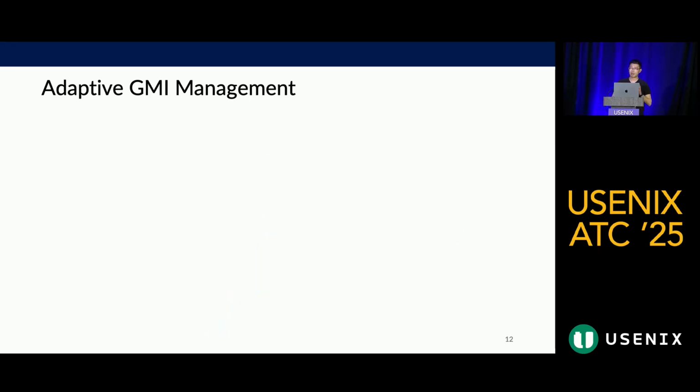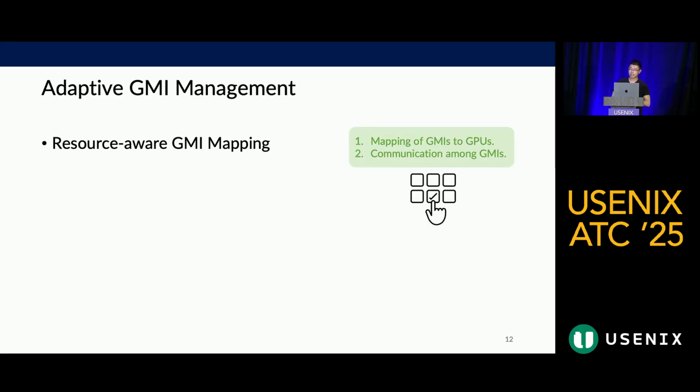The second major part is how we control the granularity, because granularity, as we just suggested, is another issue. Because we want the hardware to fit the computation we have, we need a resource-aware instance mapping. The key here is how we map each of the instances, which is each of the training instances, to the GPUs. The second part is how we manage the communication among different instances.